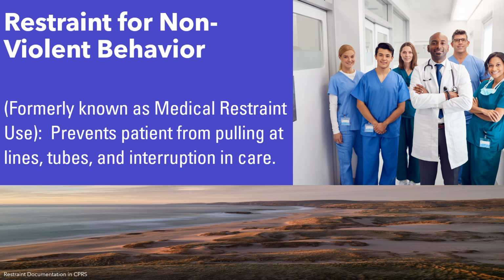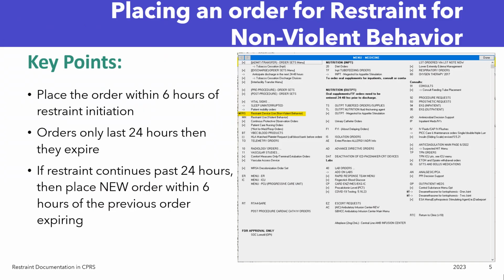Restraint for nonviolent behavior was formerly known as medical restraint use. It prevents the patient from pulling at lines, tubes, and interruption in care. Whenever placing an order for restraint for nonviolent behavior, please remember these key points. The order needs to be placed within 6 hours of the restraint initiation. These orders only last 24 hours and then they expire. If the restraint use continues past the 24-hour period, then you must place a brand new order within 6 hours of the previous order expiring.